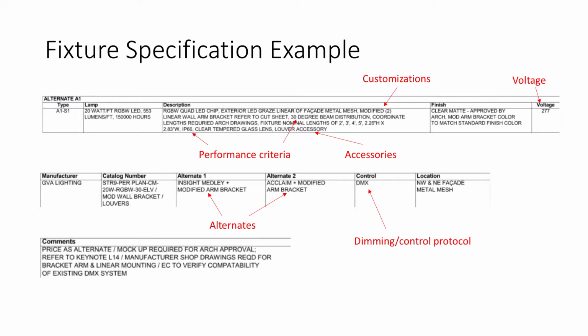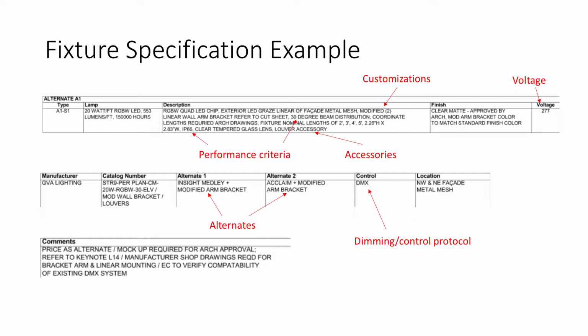So what you see here is, first of all, the type number. You have lamp, which is a performance spec, and then you have the performance criteria in the description. So here it says IP66, meaning it has to be outdoor. There is a length, generalized length description. It also shows 30-degree beam, for example. It also talks about accessories. For example, it specifies louvers.